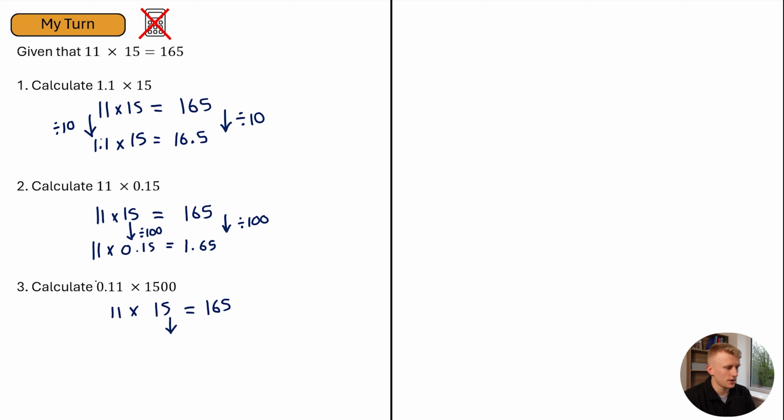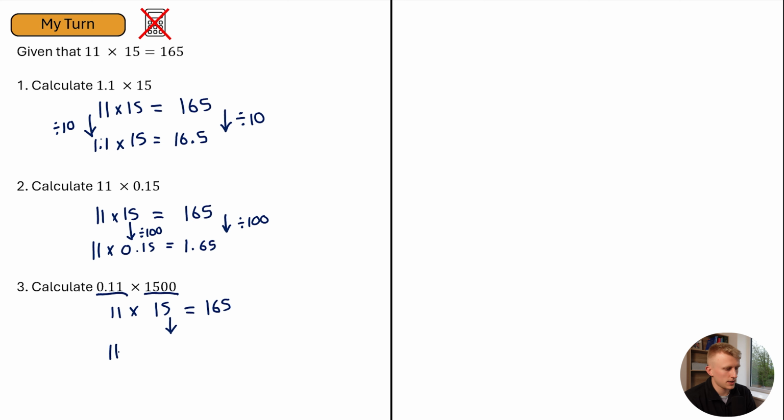Okay, let's look at the last one. Calculate 0.11 multiplied by 1,500. In this case, my 11 has been divided by 100. It's been made smaller. And the 15 has been multiplied by 100 to give me 1,500. So I've made two changes, and let's look at them each in turn so that we can keep track of it very clearly. So let's just focus on the 1,500 first.